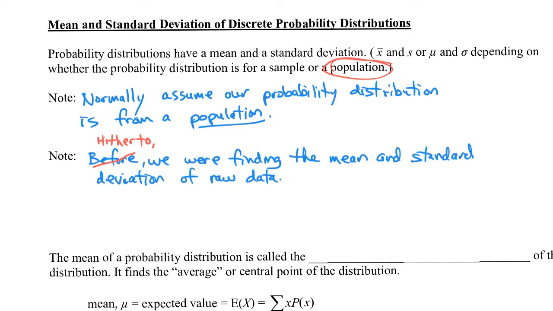Okay, so before we're doing that, now, I don't really have a fancy word for now. I'm just going to go with now. Now we are finding the mean and standard deviation of a probability distribution.